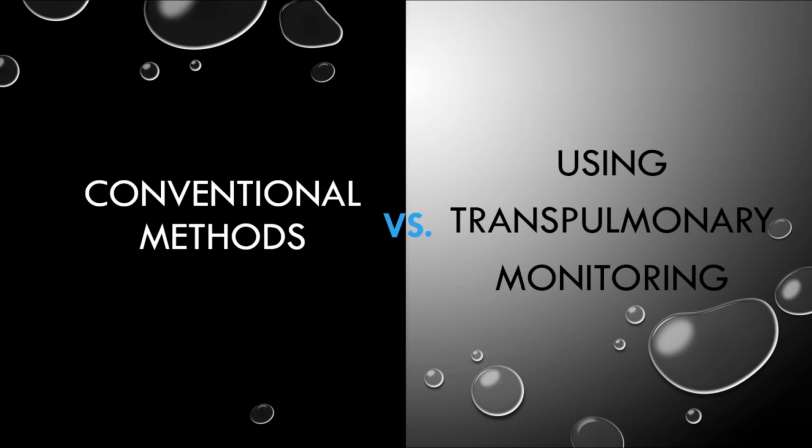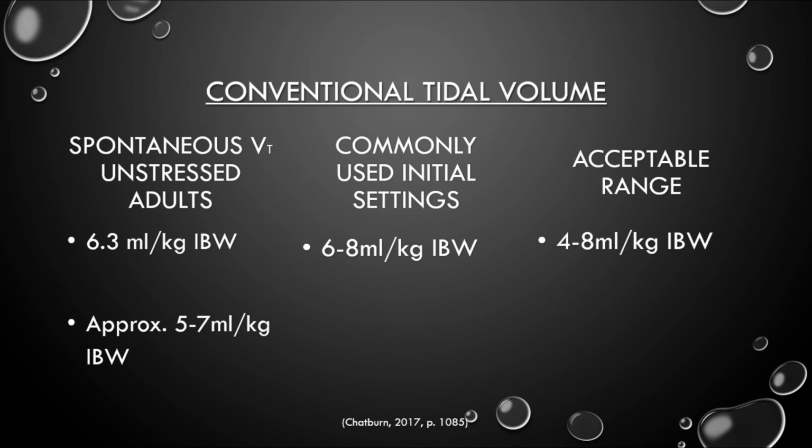So I just want to go over conventional methods of setting tidal volumes and PEEP as compared to transpulmonary monitoring guided pressures. So conventional tidal volume for you and me is probably about 6 to 8 mLs per kilo of ideal body weight, or roughly 5 to 7, somewhere in there. Commonly used initial settings are 6 to 8 mLs per kilo.